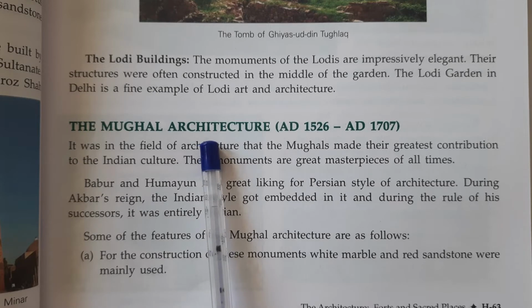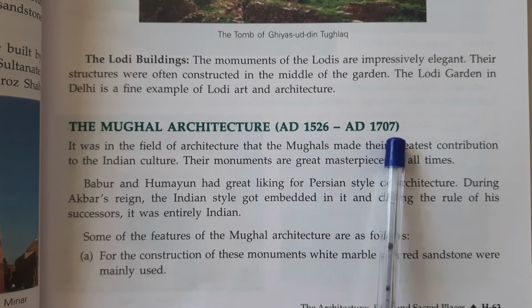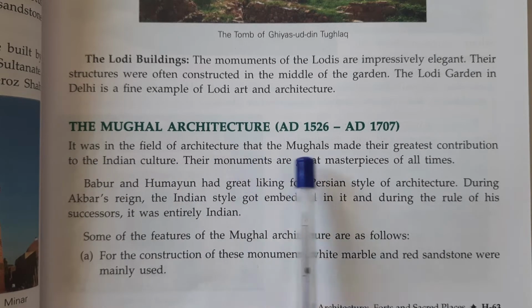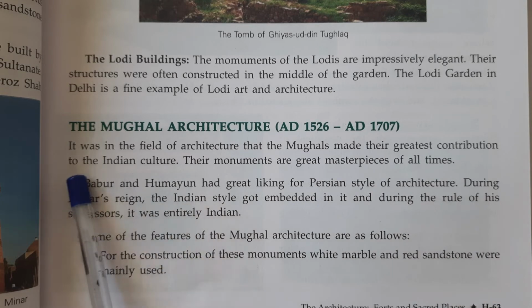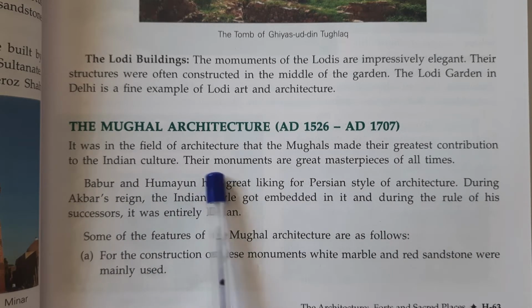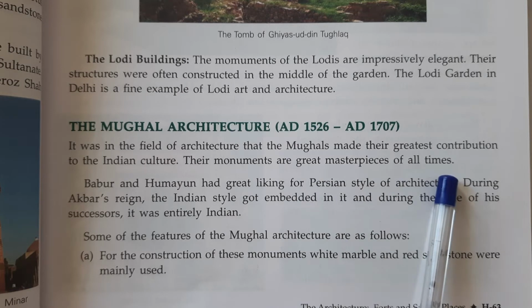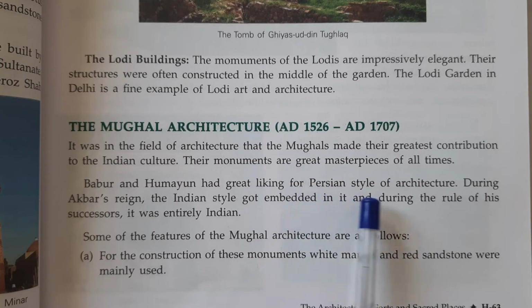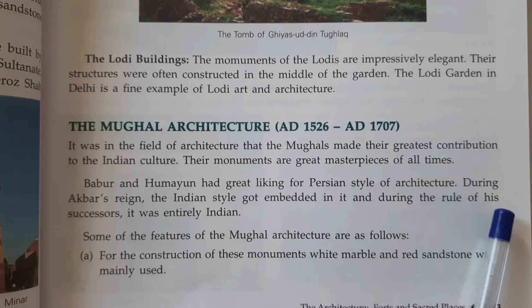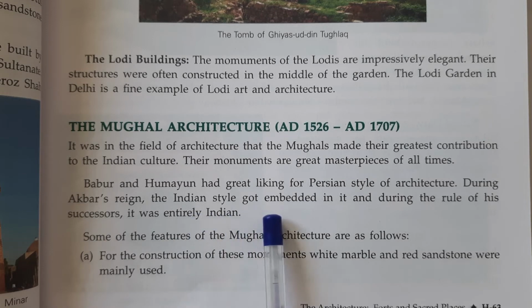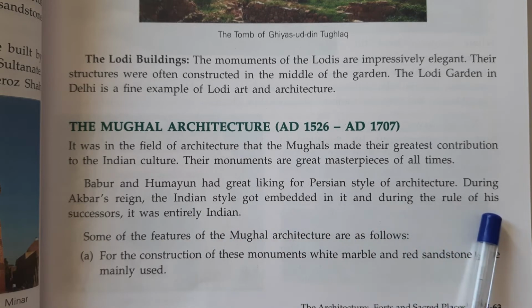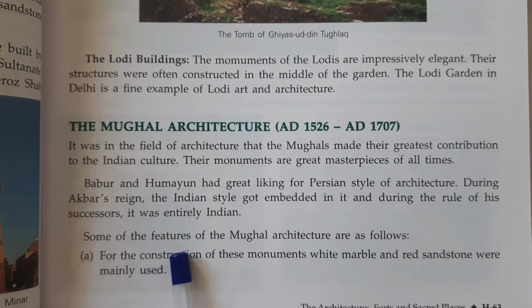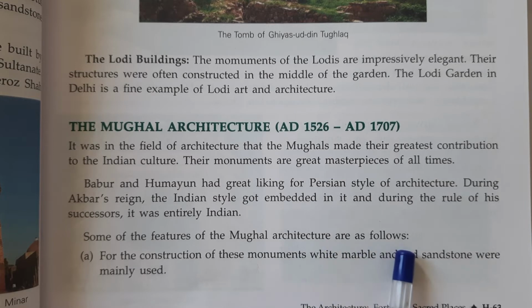The Mughal architecture, AD 1526 to AD 1707. It was in the field of architecture that the Mughals made their greatest contribution to the Indian culture. Their monuments are great masterpieces of all times. Babur and Humayun had great liking for Persian style of architecture. During Akbar's reign, the Indian style got embedded in it, and during the rule of his successors, it was entirely Indian. Some of the features of the Mughal architecture are as follows.